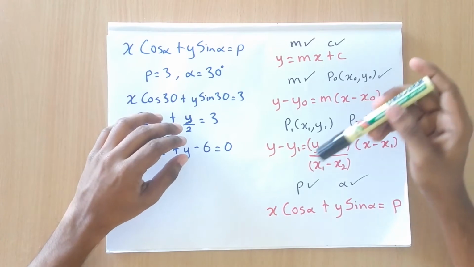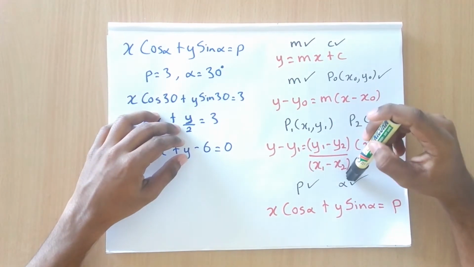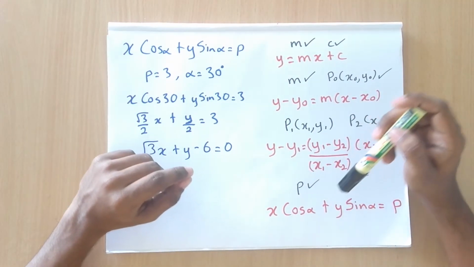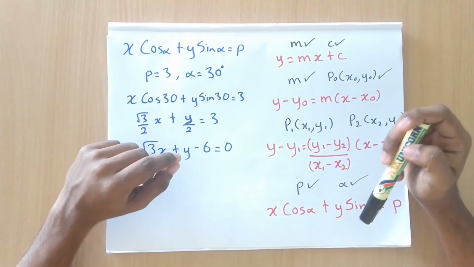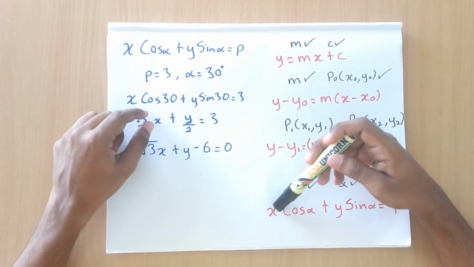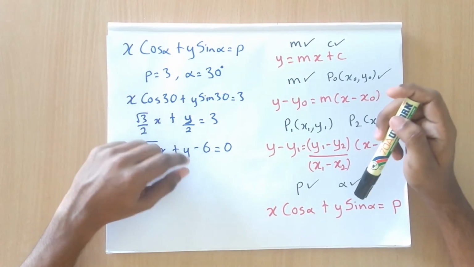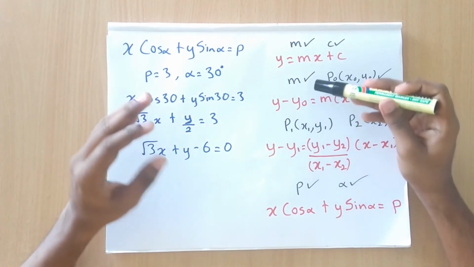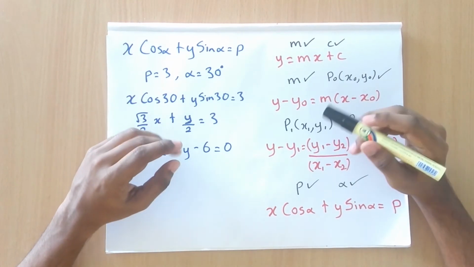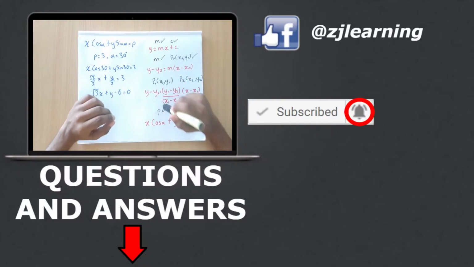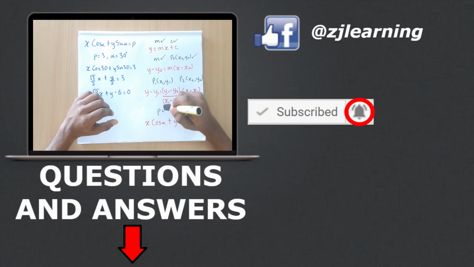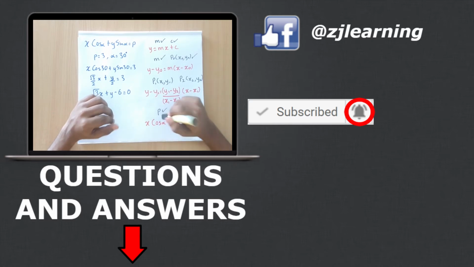If you have the value of P and alpha as we discussed just now, then you use the perpendicular form of the straight line. That is x cos alpha plus y sin alpha equals P. This way you could save time and solve the questions easily. Now you can test your newly gained knowledge by answering the questions given in the description below. The answers are also given for your reference.